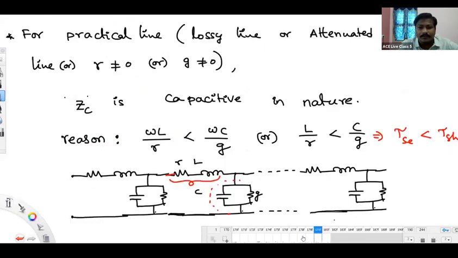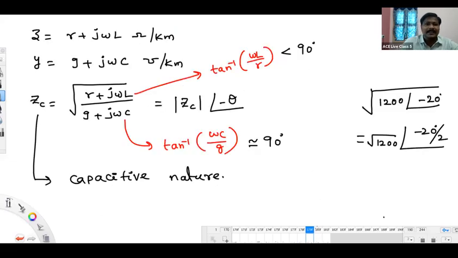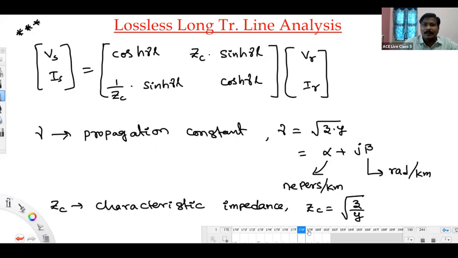Let's look. These are the ABCD and gamma. Z is a series impedance per kilometer, R plus j omega L. Y is a shunt admittance per kilometer, G plus j omega C. And what do you mean by a lossless line simply? A lossless transmission line is nothing but having series resistance and shunt conductance values exactly zero. Means R and G values will be zero. So the wave is nothing but a sinusoidal wave.